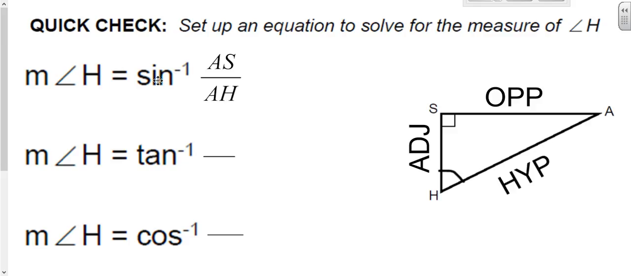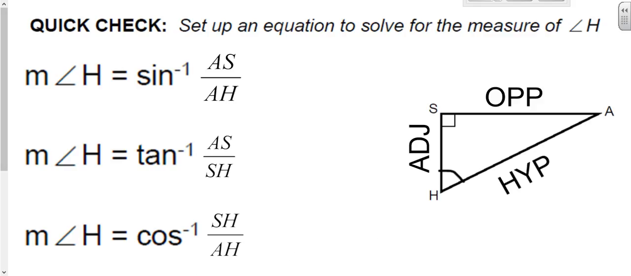We put those into the inverse sine, and we'll get the measure of that angle H. Inverse tan: tan is opposite, which is AS, over adjacent, SH. And then for the inverse cosine, if we want to use that to find the measure of angle A, we have to use the side adjacent, which is SH, over the hypotenuse, which is AH.